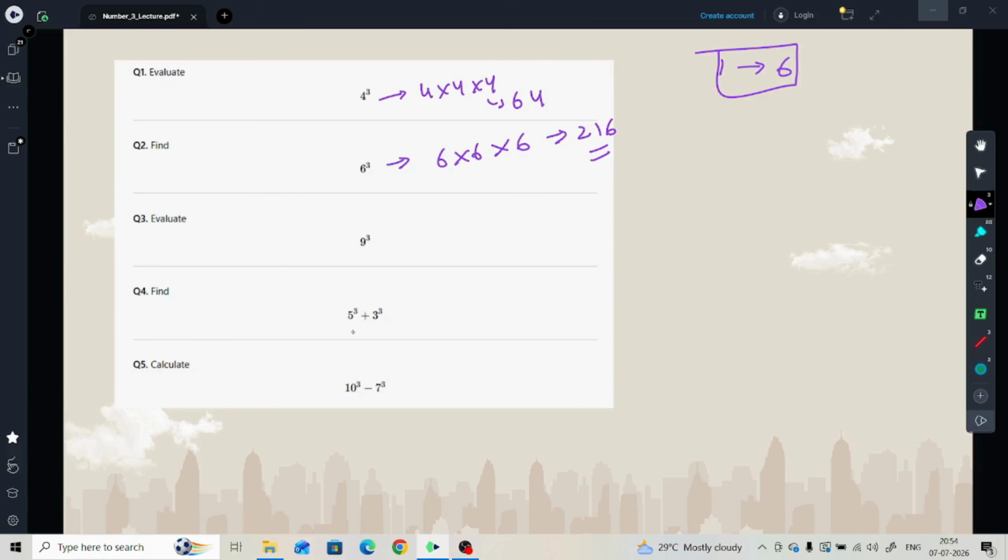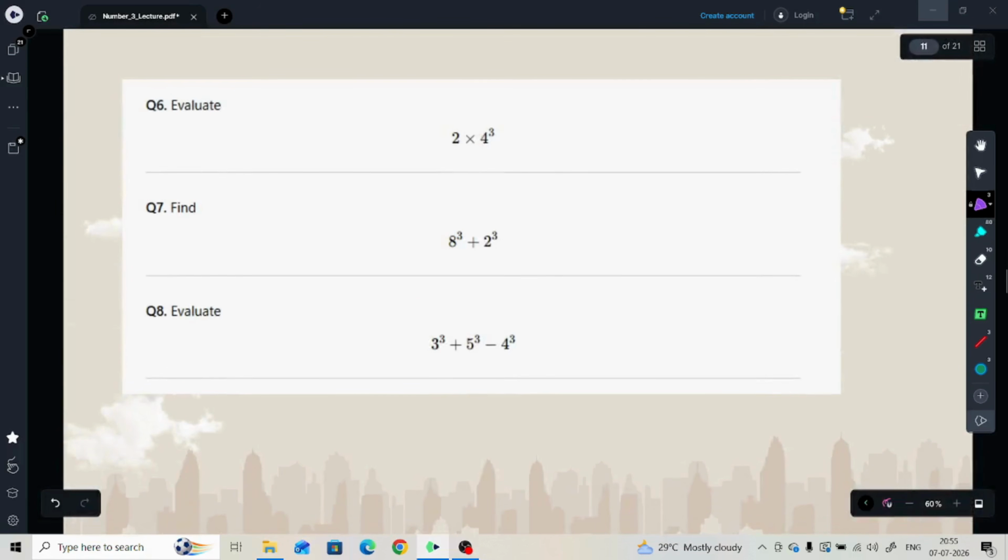Okay, again, 5 cube plus 3 cube is also very simple. 125 plus 27, you can calculate it, it is 152. These are very easy, you can do them by yourself. Simple evaluations, nothing more than that. I will do the harder one, maybe you can do it by yourself. I can pause for a second. Yes, now you can check your answer.